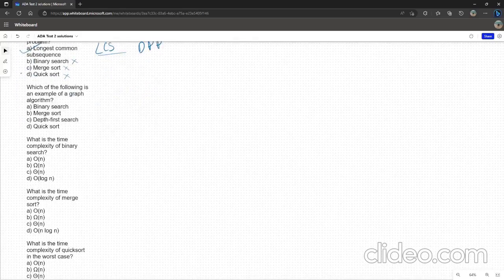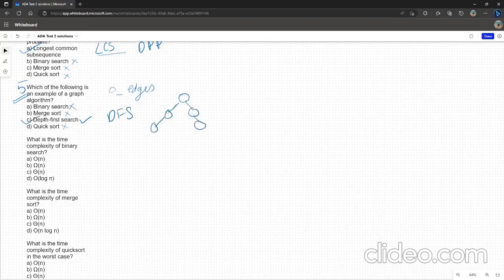The fifth question is, which of the following is an example of a graph algorithm? Graph algorithms use nodes and edges. Binary search is not an example of a graph algorithm. Merge sort also does not use nodes and edges. Depth first search does use them, and quick sort does not. So the correct option is C, depth first search, DFS, in which we traverse a tree in a depth first manner, and we traverse each node up to the leaf and then go to the next branch.